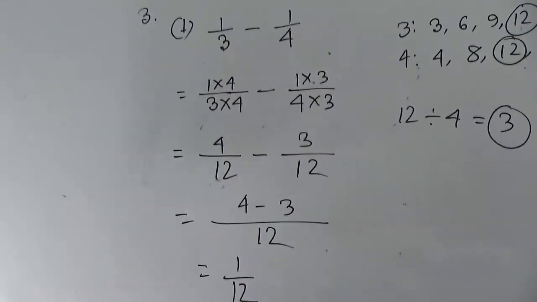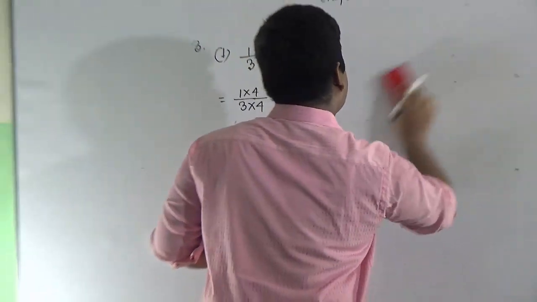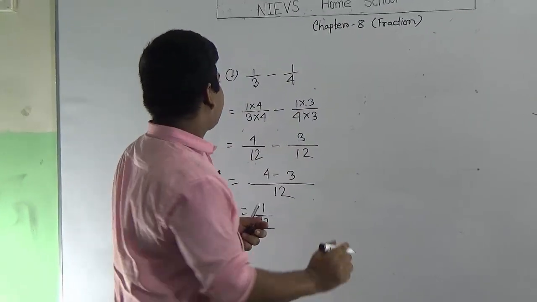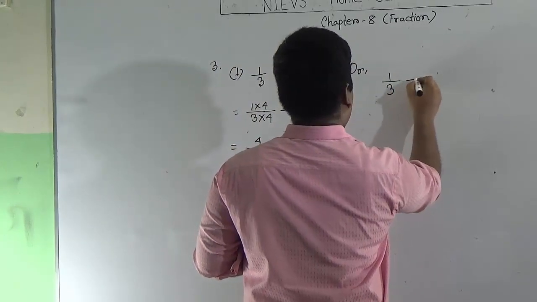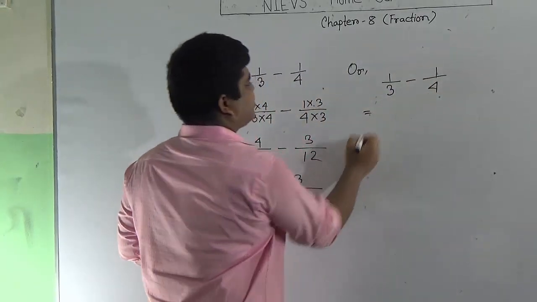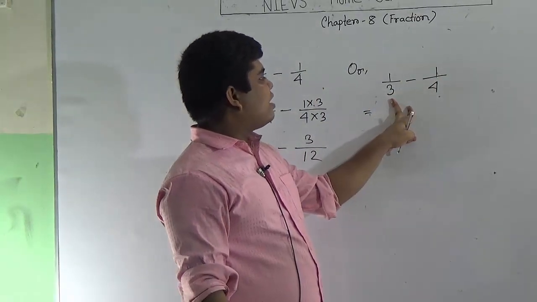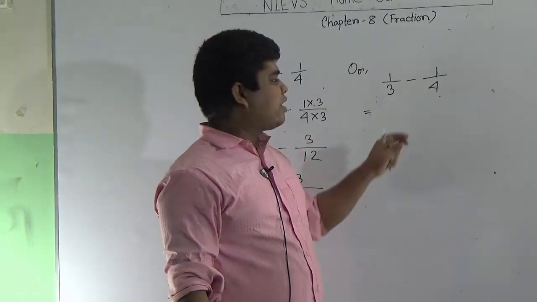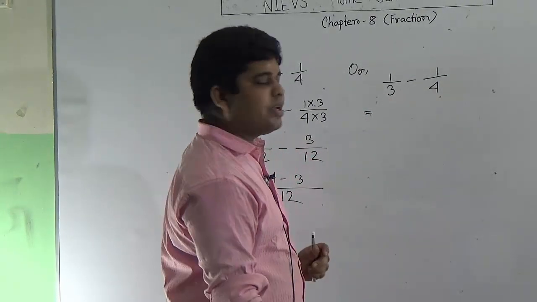Then we shall solve the problem by a different method, that means another method. Just like 1 by 3 minus 1 by 4. My dear student, notice just like this we find out the LCM of 3 and 4. What is the LCM of 3 and 4? The LCM of 3 and 4 is 12.